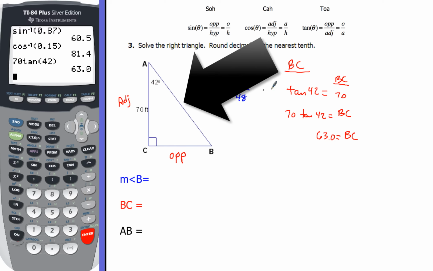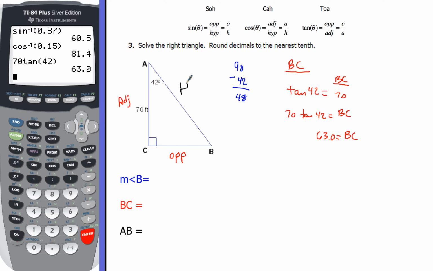Now the last piece we have to find is side AB. Now AB, in this right triangle, AB is the hypotenuse. So I'm just going to write that as HYP. So that's my hypotenuse right there. Now the side that I'm given is 70 feet. So I'm going to deal with the adjacent and hypotenuse.